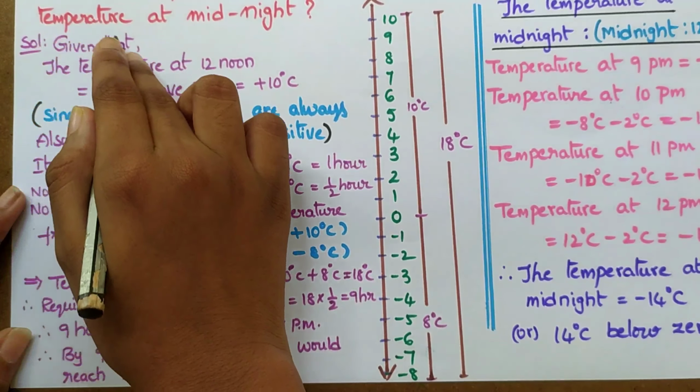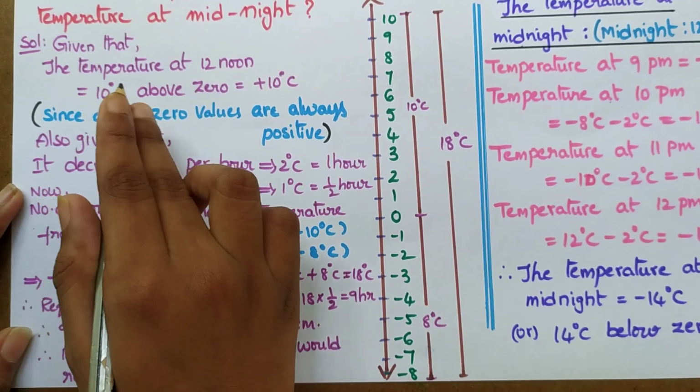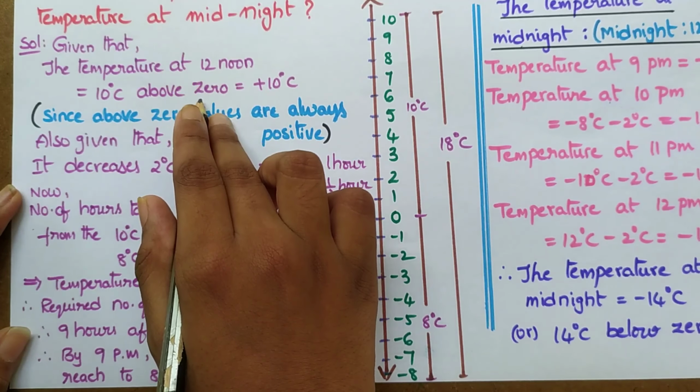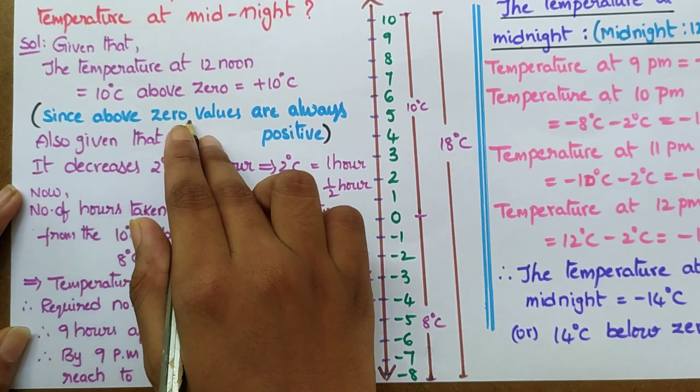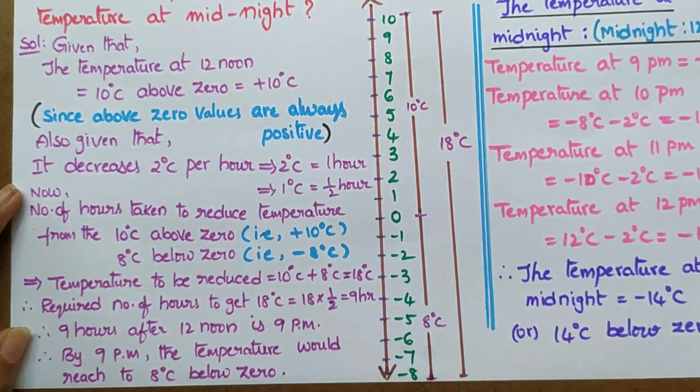Okay friends, it is given that the temperature at 12 noon is 10 degrees Celsius above zero. 10 degrees Celsius above zero is nothing but plus 10 degrees Celsius, since above zero values are always positive. So it is plus 10 degrees Celsius.